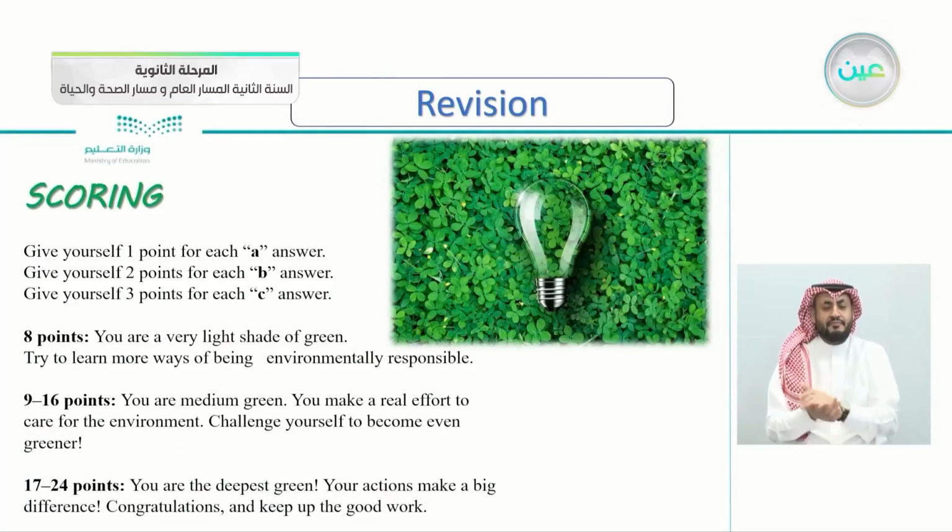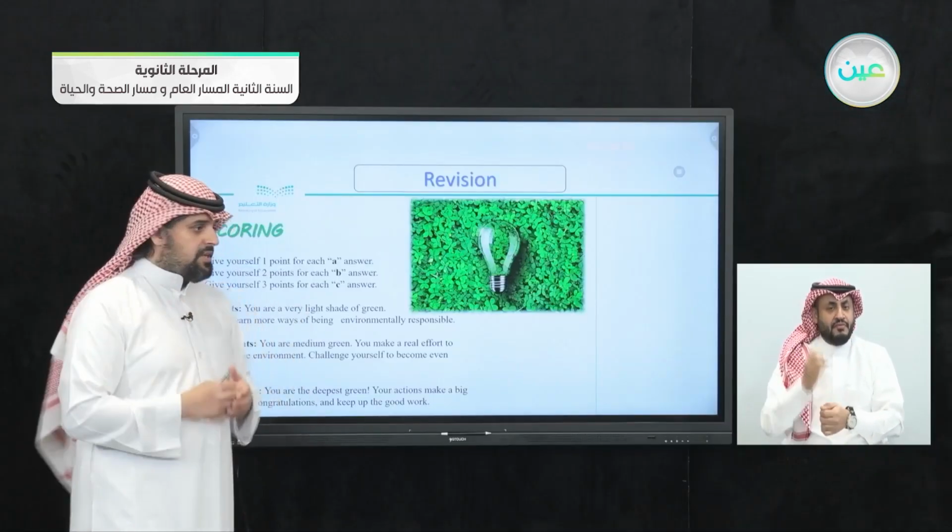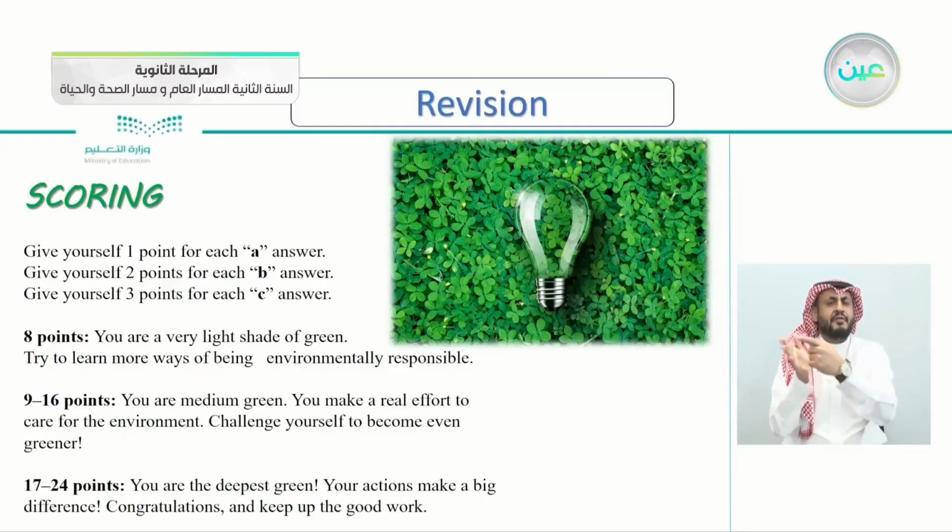And when you finish, remember, each A answer is 1 point, each B answer is 2 points, and each C answer is 3 points. Then you collect the points. If you have 8 points in total, you are a very light shade of green. You are not green enough. So try to learn more ways of being green. If you have 9 to 16 points, you are medium green. You make a real effort, but you need to make more. If you are 17 or higher, you are in the deepest green possible, your actions make a big difference.